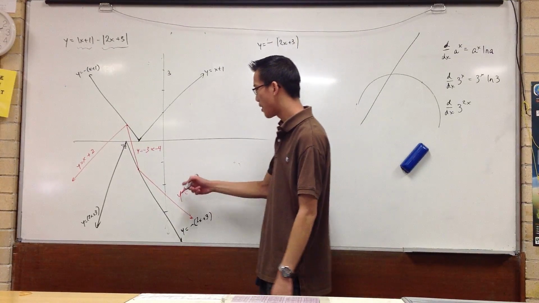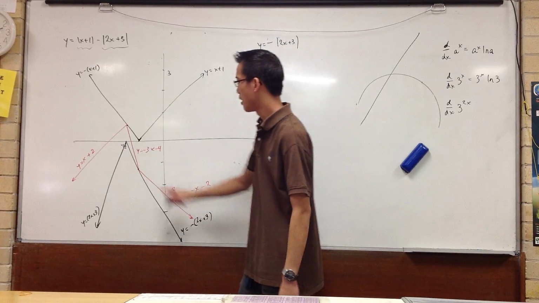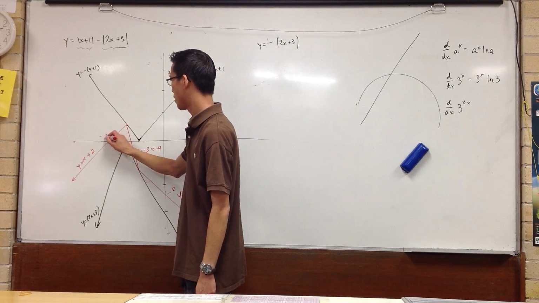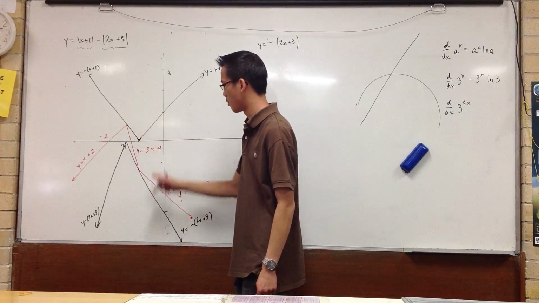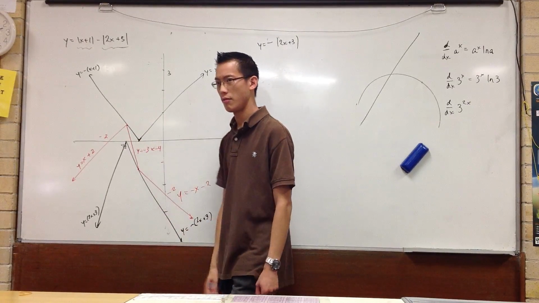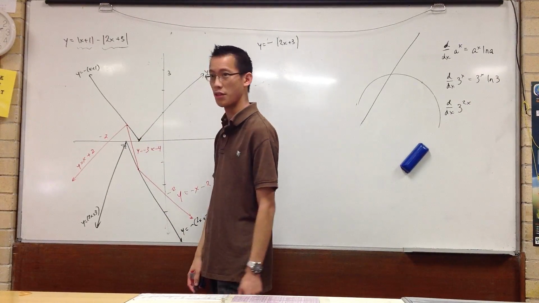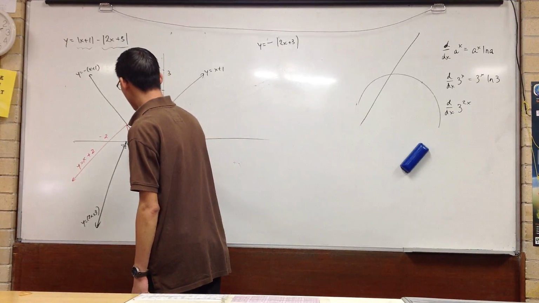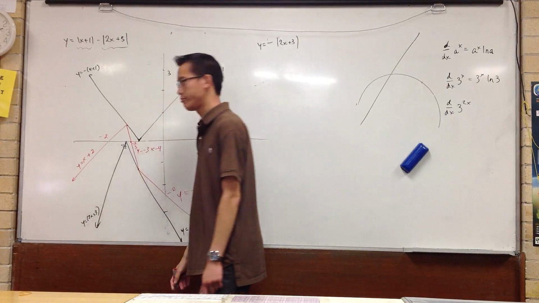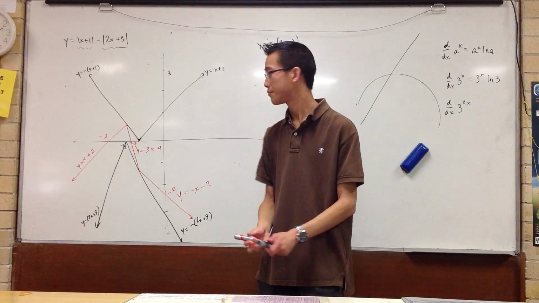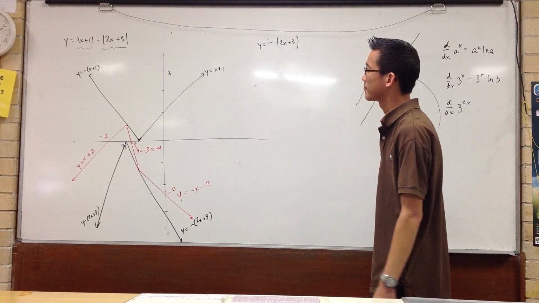So from there, that gives you an intercept. That gives you another intercept. You can work out what that one is. That's what? Minus 4 over 3. Ta-da!